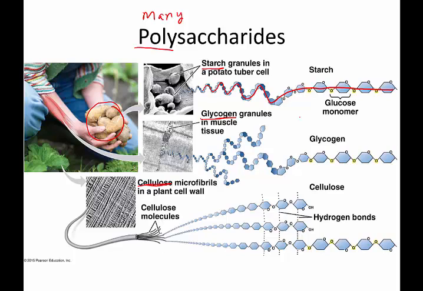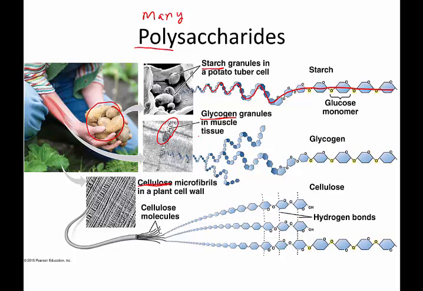Glycogen is probably less familiar to you. This is actually how your body stores sugar molecules. So here is actually an electron micrograph. So we're actually looking at a photograph of what these molecules look like. So each of these little dots is a bit of the glycogen chain.